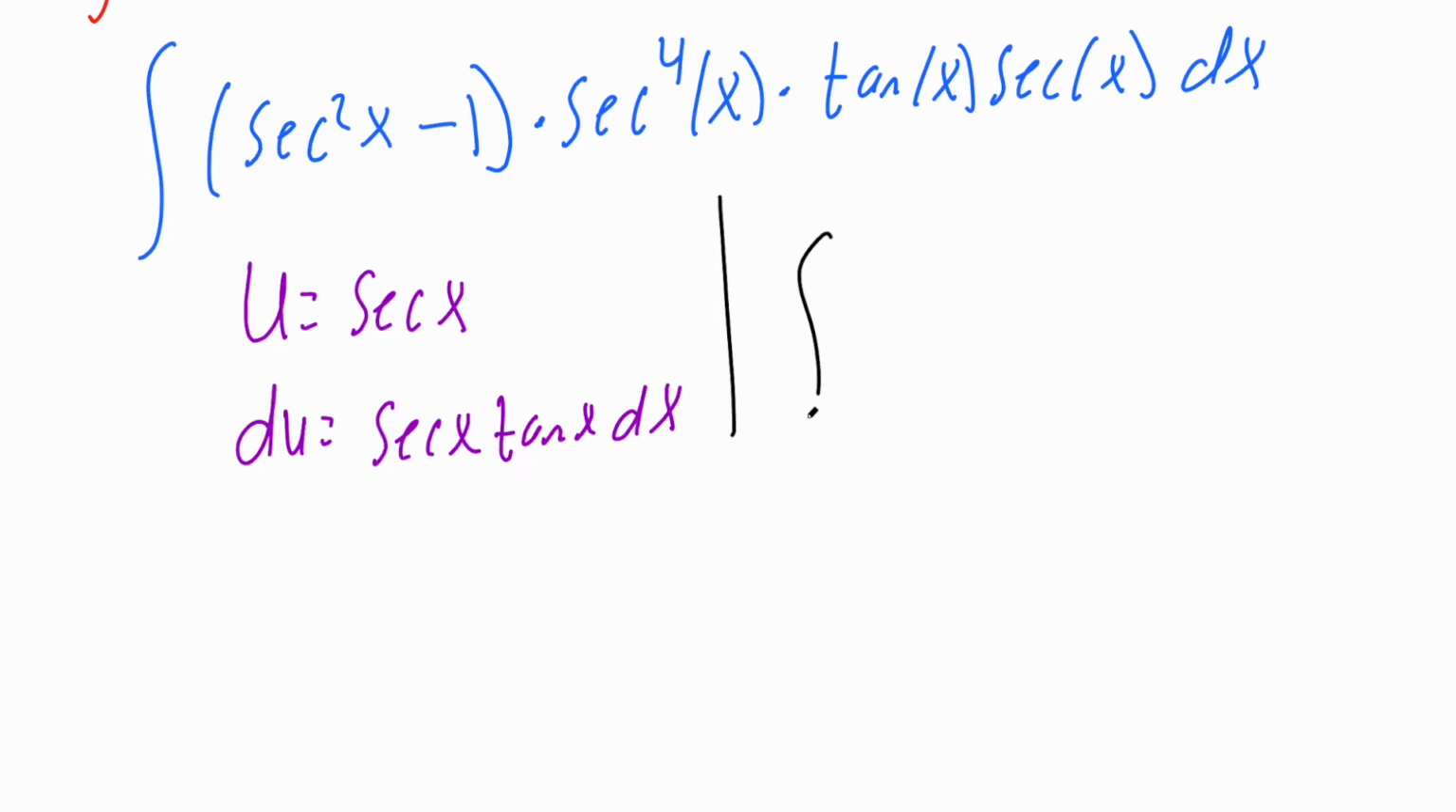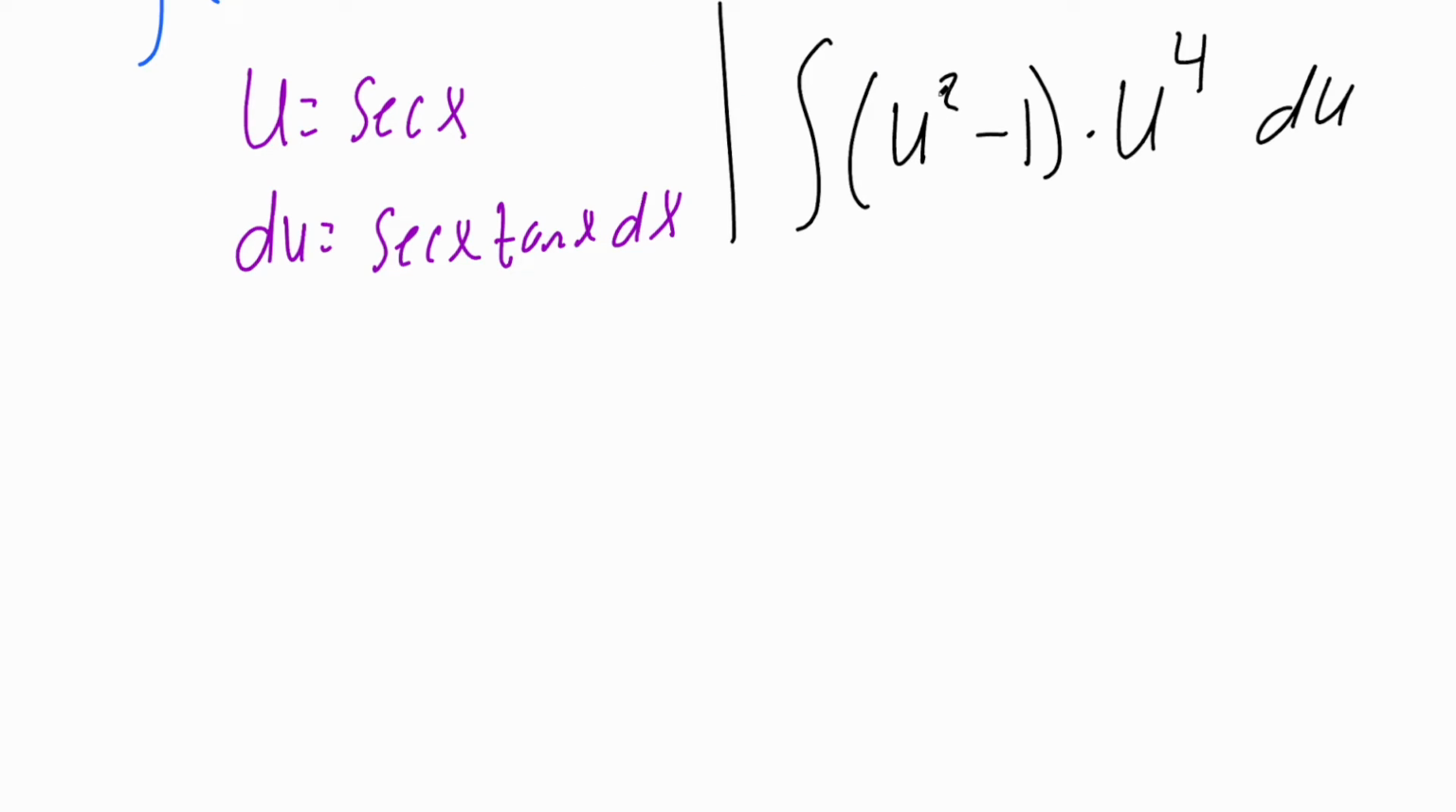So we could say we have the integral. Instead of secant squared x, we could say we have u squared minus 1, close parentheses. Instead of saying secant raised to 4x, we could say we have u raised to 4. And instead of saying tan x secant x dx, that's equivalent of du. So now we can multiply it out. U squared times u raised to 4 would give us u raised to 6. Negative 1 times u raised to 4 would give us negative u raised to 4, parentheses du.